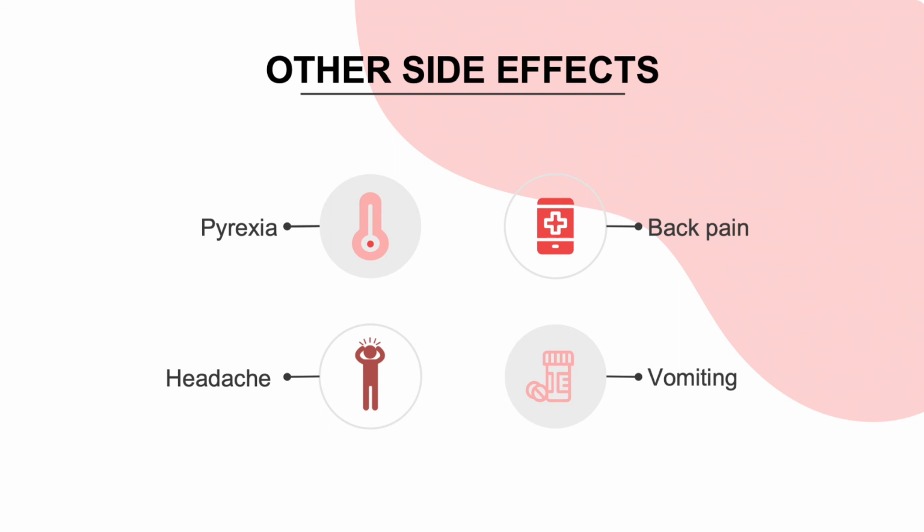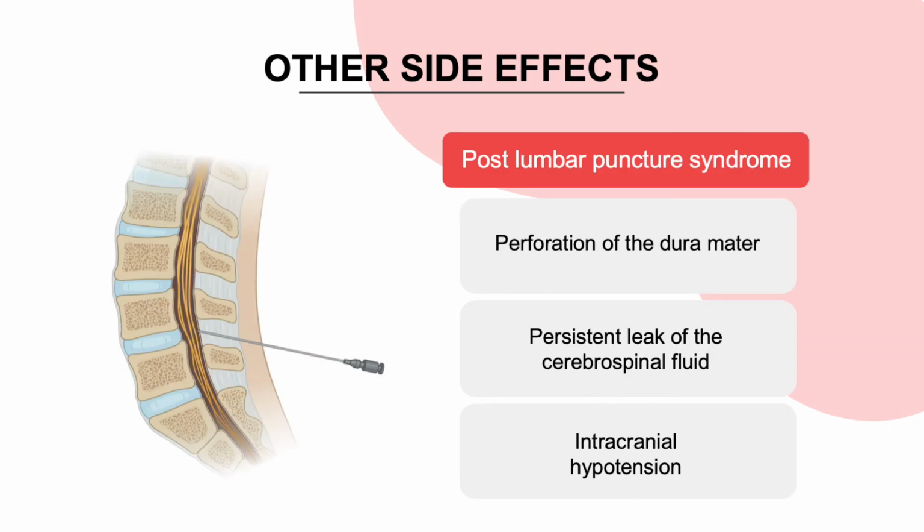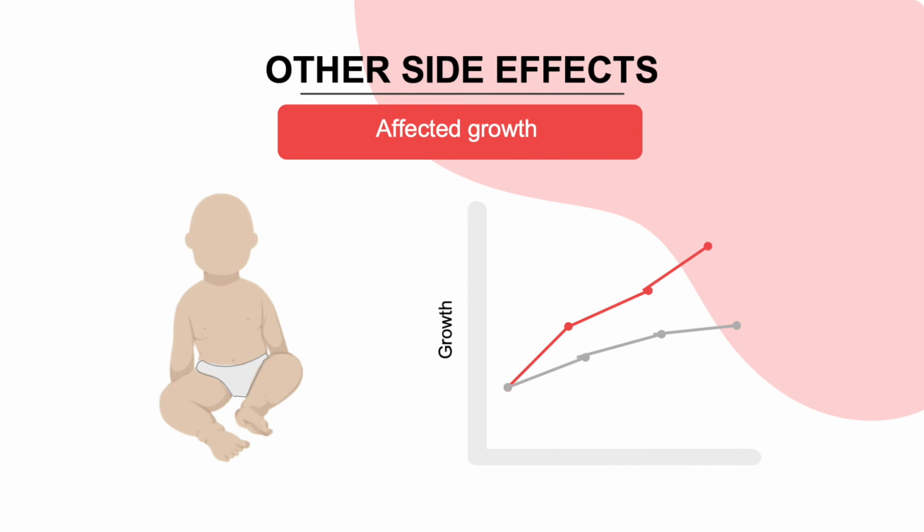In a later onset controlled study of Spinraza, the most common side effects include pyrexia, vomiting, headache, and back pain. Furthermore, due to Spinraza's method of administration, post-lumbar puncture syndrome has also been reported, which includes perforation of the dura mater, persistent leak of the cerebrospinal fluid, and intracranial hypotension. The use of Spinraza may also adversely affect growth when administered to infants, as this finding was observed in a controlled study.